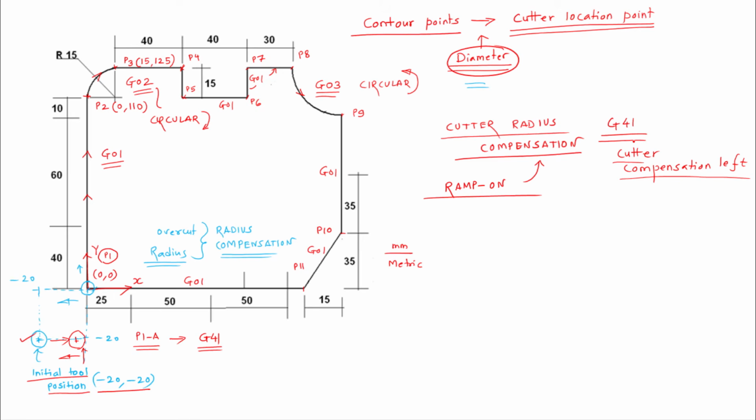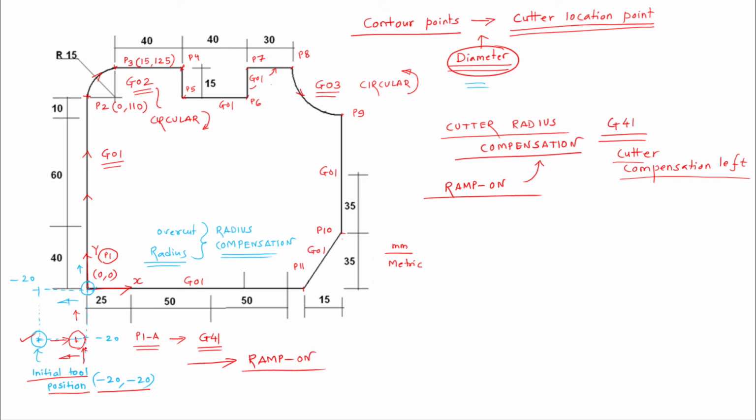So with G41 activation, the cutting tool will come and the contour would be tangent, and then we are asking it to march along the path P1, P2, P3, P4, and so on. The approach of the cutting tool from the initial tool position to point P1A is called ramp on, and further from P1A to P1.